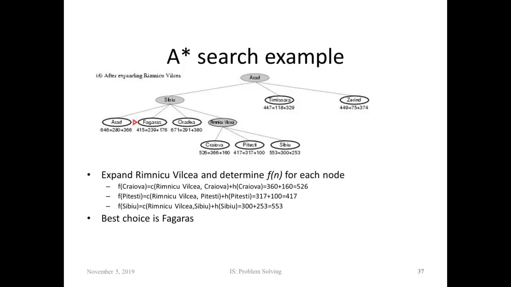So if you now expand Râmnicu Vâlcea, then you get to the 3 children of it, and the way back, of course, to Sibiu. The left-hand one gets a certain value, 527, 517, 553. And that is, again, always combined: the G value, the path that I've already traveled, and the H value, how far away am I from Bucharest. And that basically gives me orders on the different nodes. So this one is 417, but this one is 450.